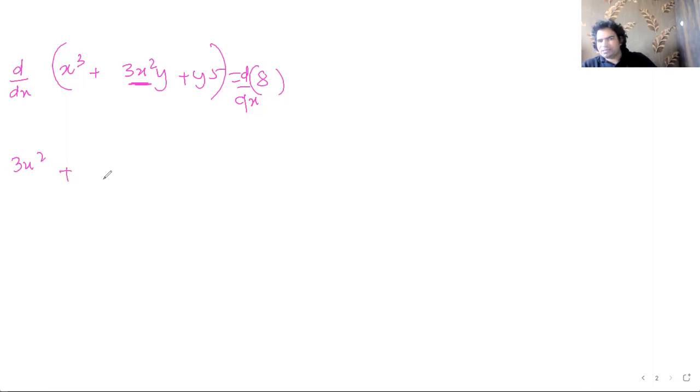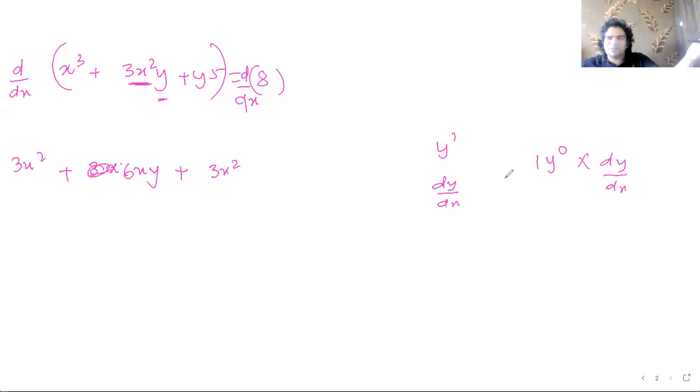So let's keep 3 as it is. X squared derivative will be 2x. So it'll be 6xy as it is, and plus 3x squared as it is. Now, what's the derivative of y? Like y to the power 1, derivative is nothing but dy by dx, because if I do parent function, it will be 1 y raised to 0 times dy by dx. So in case if you're differentiating y with respect to x, we all know that's dy by dx. So don't need to do everything what I did here. So into dy by dx.